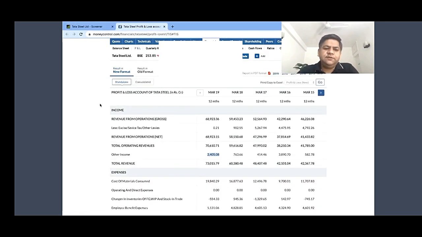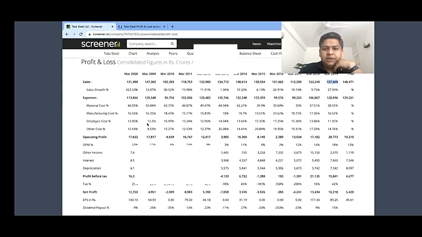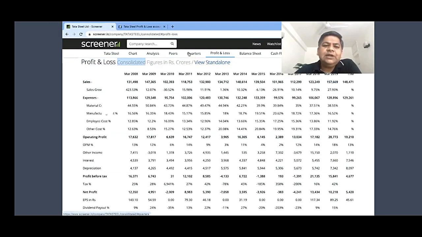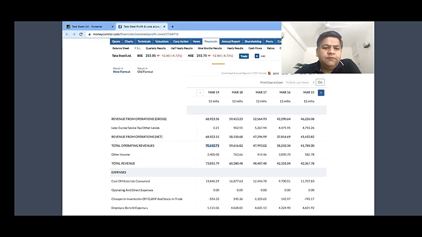I was talking about this confusion as well. If you see, the total revenue of Tata Steel is coming at 73,000 crore. If I add the other income, even if I just add total operating revenue, it is coming at 70,610, right? Now you will say that 70,610 is on Moneycontrol, but when we see here on screen it is showing 1,57,000 crore. So what you need to do is read here that here it is showing the consolidated figure, here it is showing the standalone figure. So you have to be aware about this.